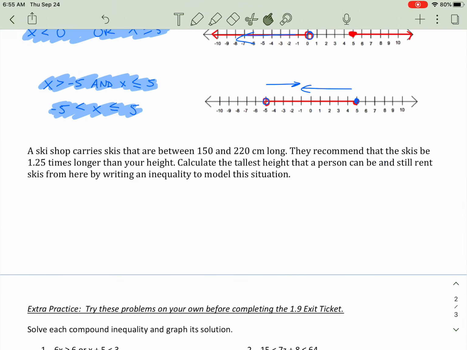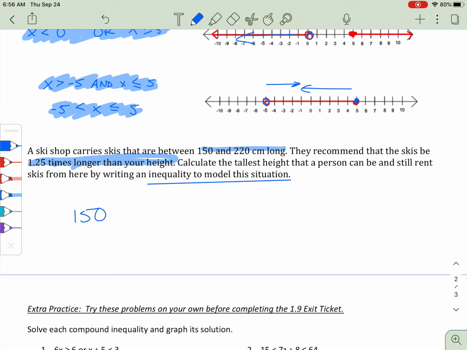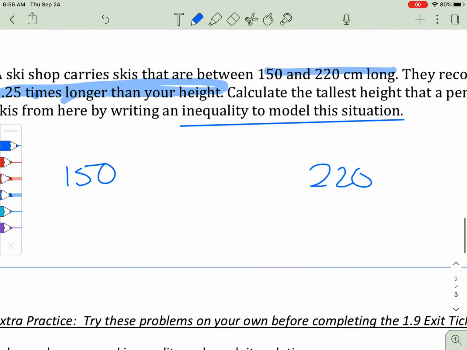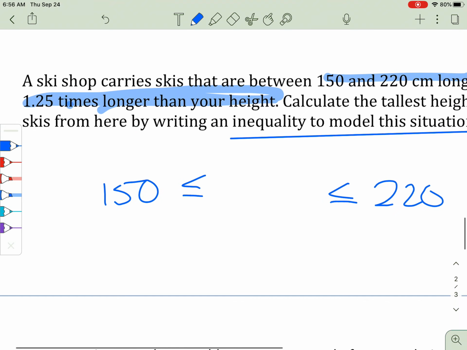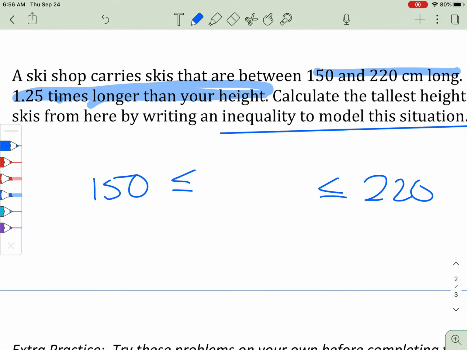Okay, last problem here. Ski shops carry skis that are between 150 and 220 centimeters long. They recommend that the skis be 1.25 times longer than your height. So they have to be a little bit longer than your height. Calculate the tallest height that a person can be and still rent the skis. Okay, so 150 and 220 are total, so those are going to go on the outside. All we have to do is first write the inequality and then solve it. 220. And in the inside, we know it's got to be less than or equal to that, and greater than or equal to 150. It's got to be somewhere in between.